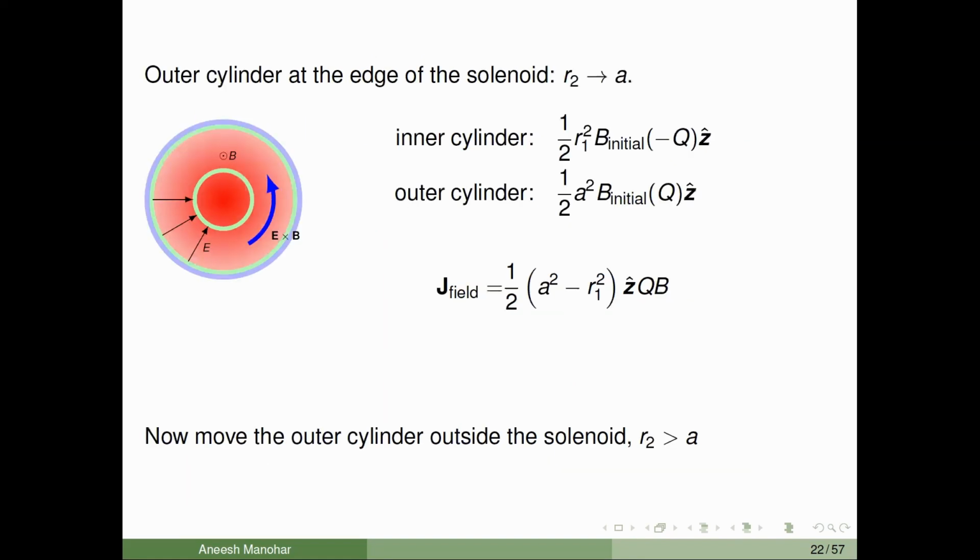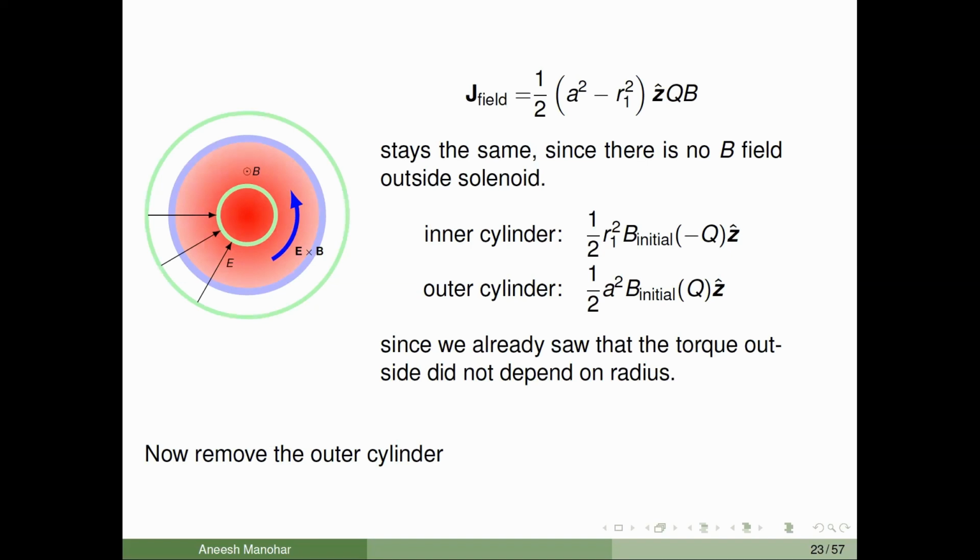Now let me move the outer cylinder to the edge of the solenoid. Well, that's trivial. I just replace R2 by A, and in the formula of the field, I replace R2 by A. Again, the angular momentum is conserved. Okay, now let me move the outer cylinder outside the solenoid. Now, E cross B only exists inside, so this integral doesn't change. But we saw that when we did the angular momentum calculation outside, the electric field went like 1 over r, so the torque was independent of radius. And so the torque at this point is the same as if this thing was at the edge of the solenoid. And so again, you get angular momentum conservation, because it doesn't matter where the outer cylinder is.